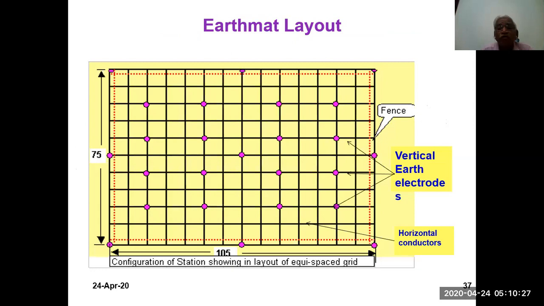Now, earthmat layout also you can see wherever it is required. Vertical earth electrodes have been provided here at intermediate places. Whereas the fencing also has become a part of the earthing system. The length is 105 and it is 75. This is a grid, that is a strip actually. They are all called horizontal conductors. This is a strip conductor.